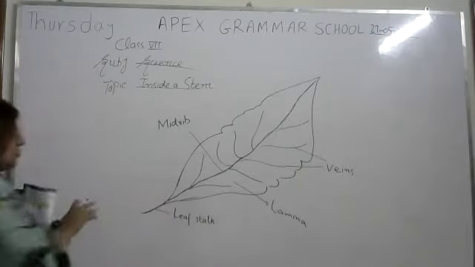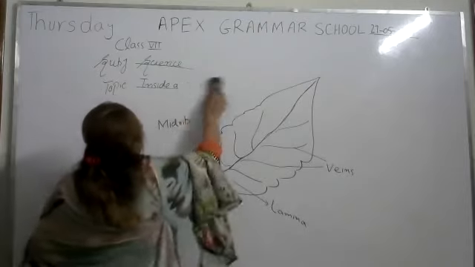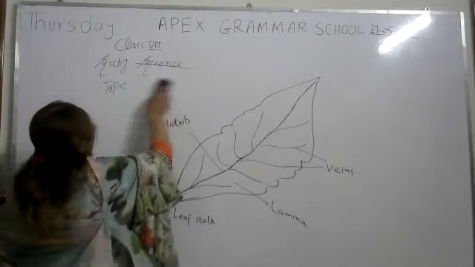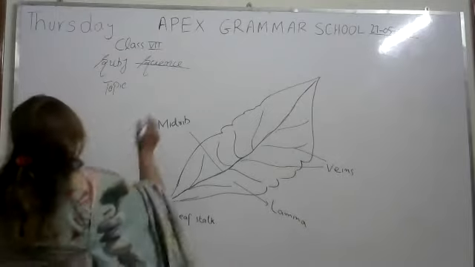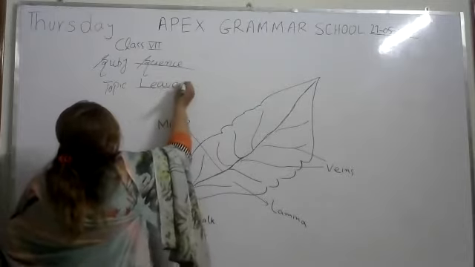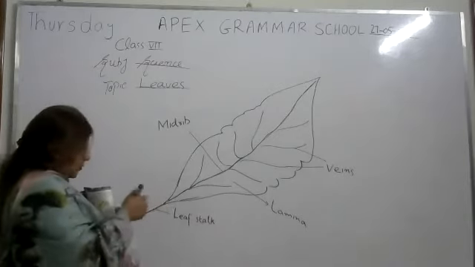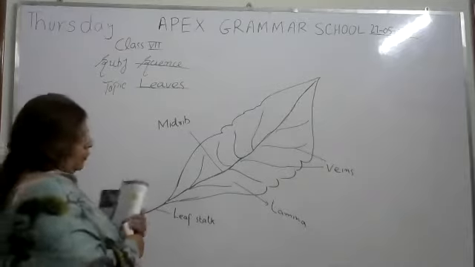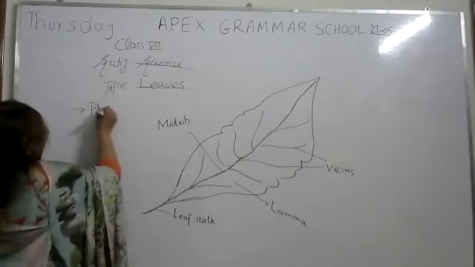Now I can discuss with you the parts of our leaf. So what is happening inside our leaf? You copy this. It is given on page number 18. Okay, so what is the important function of these parts of our leaf? First of all, we will discuss why leaves are important. Why are leaves important? Because they do photosynthesis.